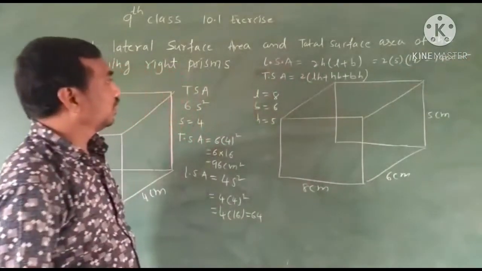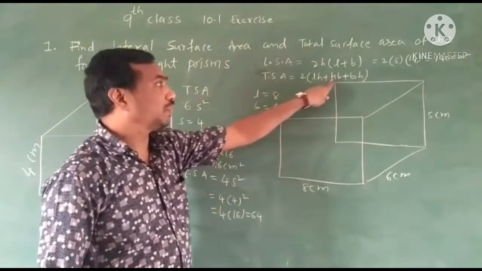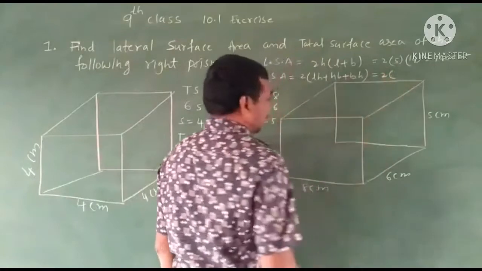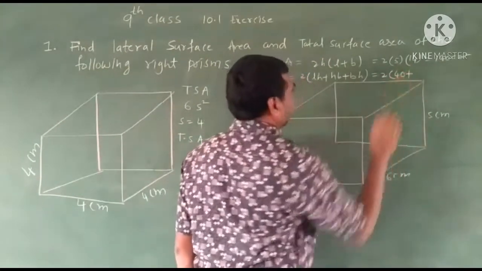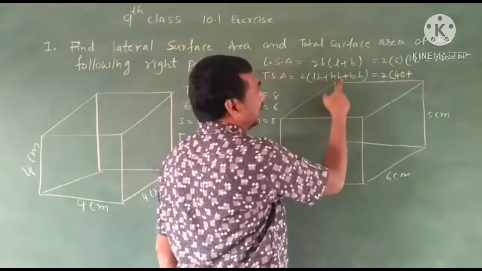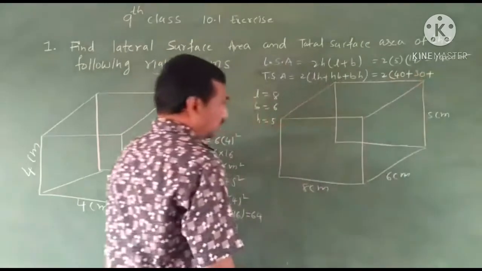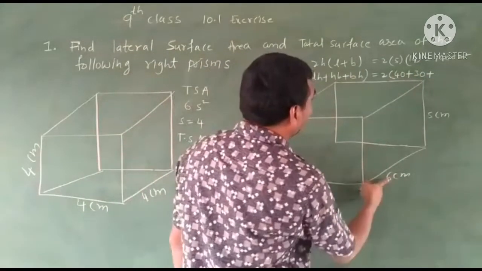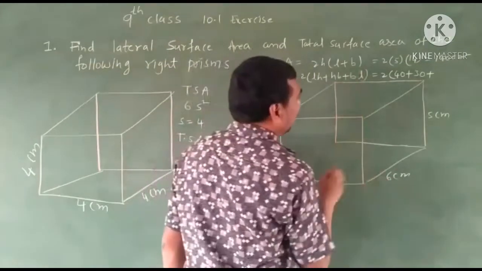140 centimeters square. Again, the total surface area is 2 into LH plus HB plus BL. That is 2 into LH. L and H, 8 fives are 40. And HB, height into breadth, 5 sixes are 30. Now BL, breadth into length, that is 8 sixes are 48.